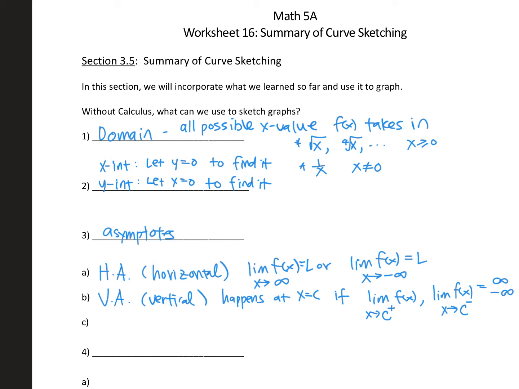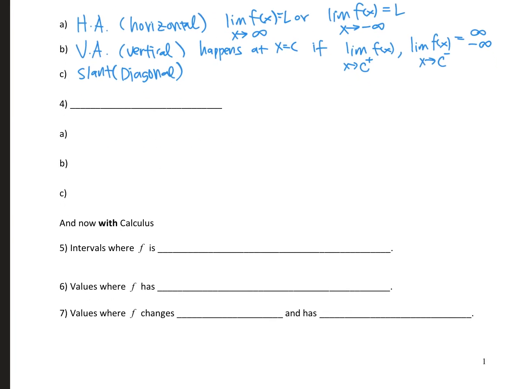And we have the slant asymptote, or diagonal. We don't really talk about it too much. Now let's look at number 4.